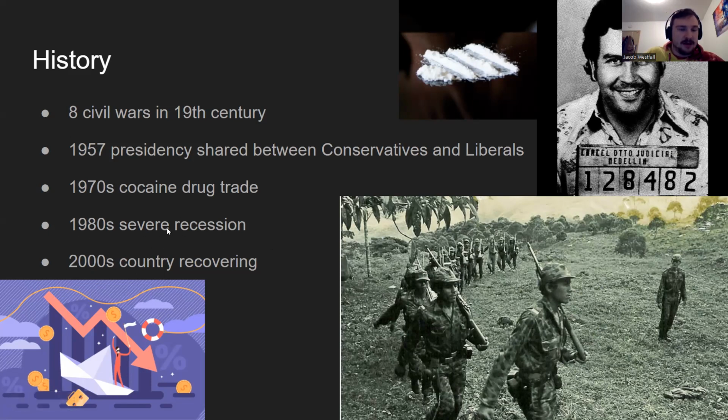And then in the 1980s, there was a severe recession, causing tons of economic fallout. In the 2000s, the country started recovering, and currently they are a tourist location, which is where a lot of their income comes from. And I did not include it in the slides, but recent news involves them dealing with their own immigration issue with Venezuelan immigrants.